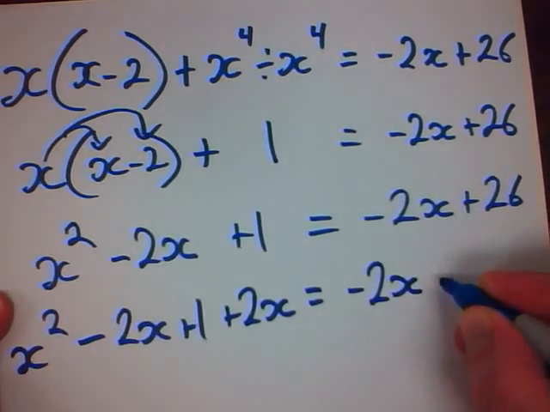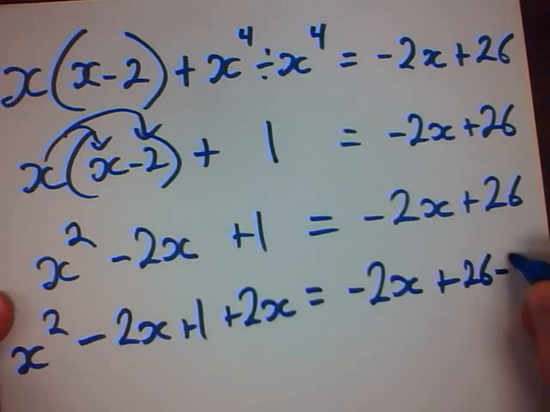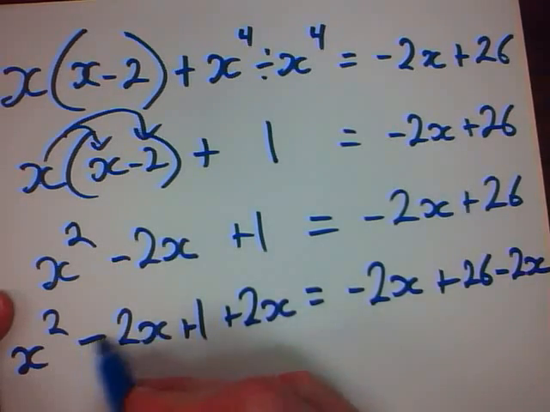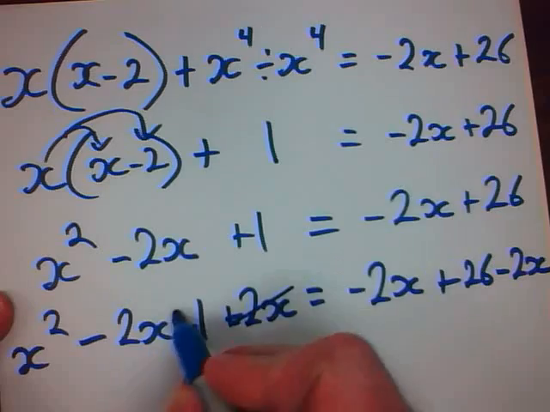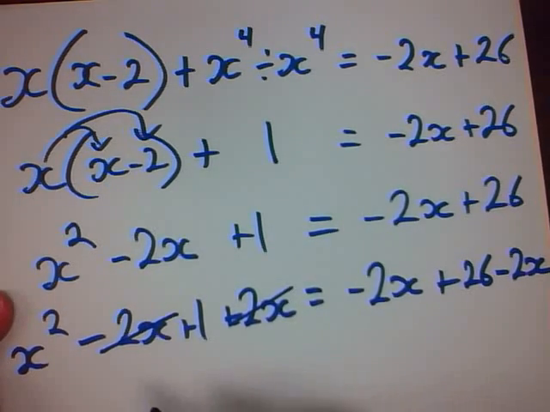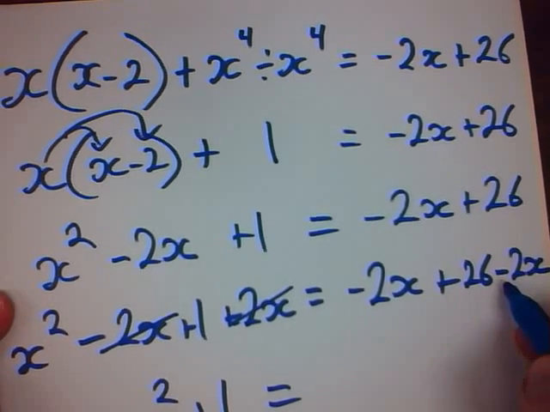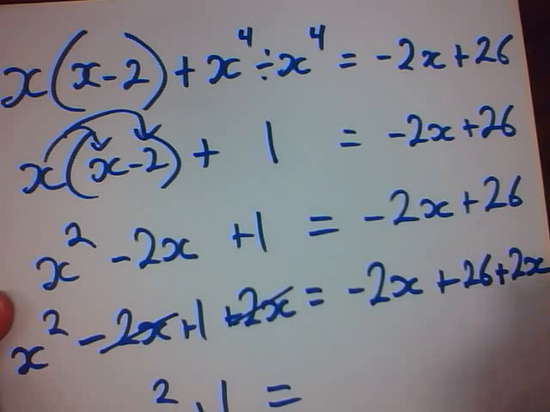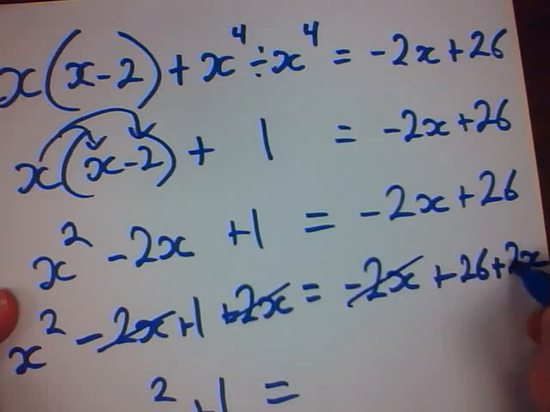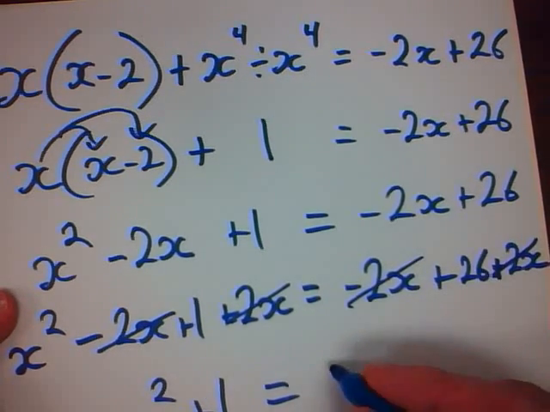And whatever I do to one side, I must do to the other. Subtracting 2x, adding 2x, they are equal, or opposites, and they will cancel, leaving me with x squared plus 1. Minus 2x. Whoops, almost made a mistake there. See that? That was supposed to be a plus sign. Minus 2x plus 2x, those will cancel, leaving me with 26.